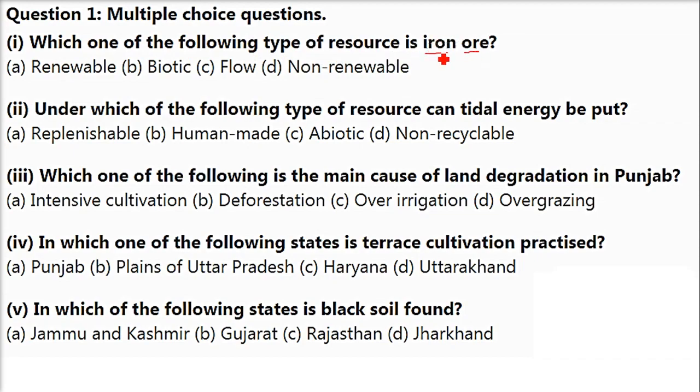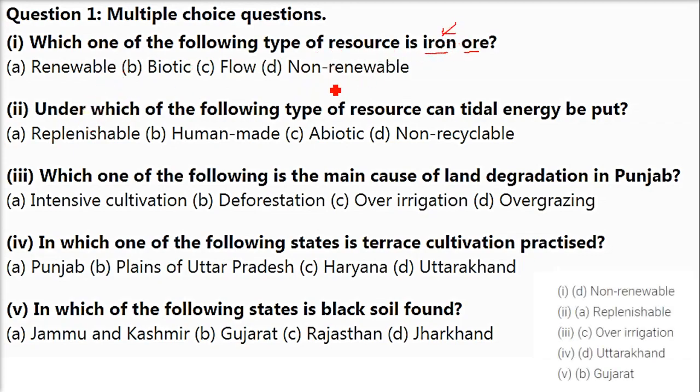Iron ore is a dhatu. It's a metal, so it's a non-renewable type of resource. Under which of the following types of resources can tidal energy be put?